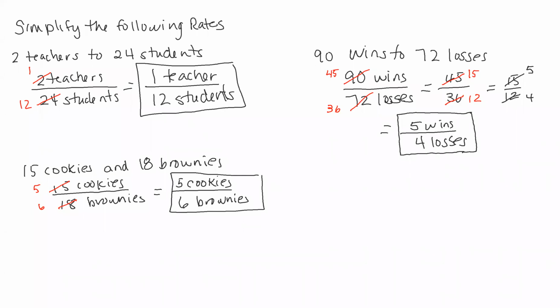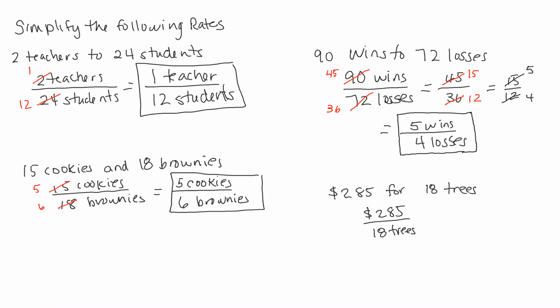Just make sure you always include those units with your final answer. Let's look at another one. Let's say that we have $285 for 18 trees. Looks like you're doing some landscaping here. So we would start with $285 over 18 trees. Well, let's see, 285 and 18. Let's figure out what they have in common.